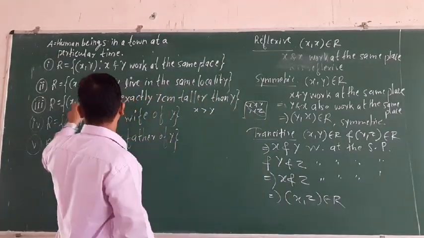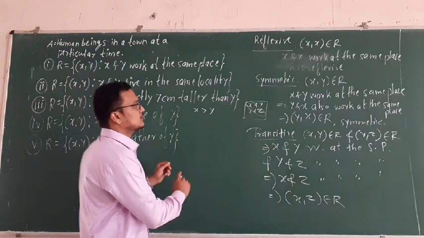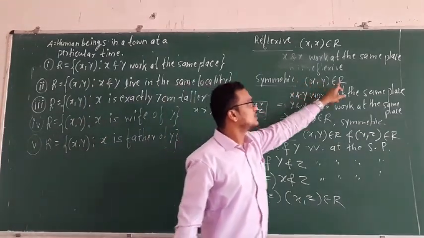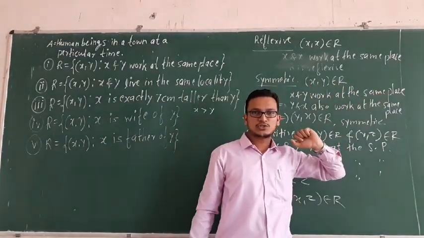What about the next one now? Symmetric relation. What is the symmetric relation definition? (x, y) belongs to R implies (y, x) belongs to R.